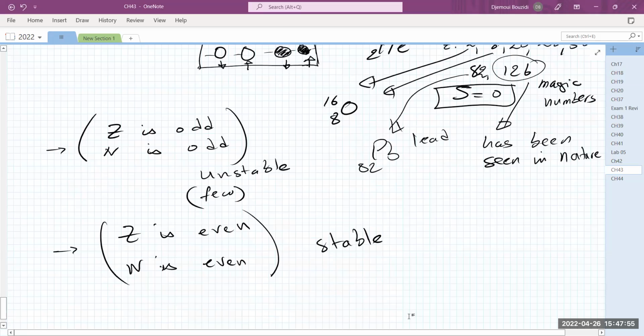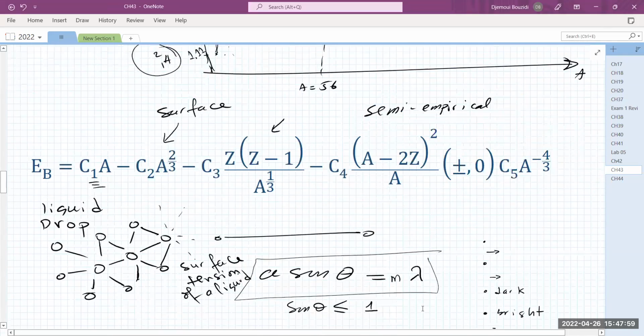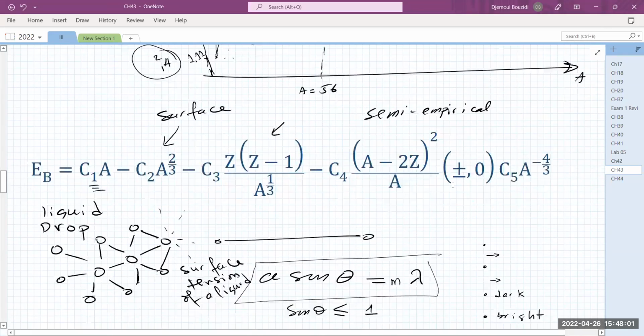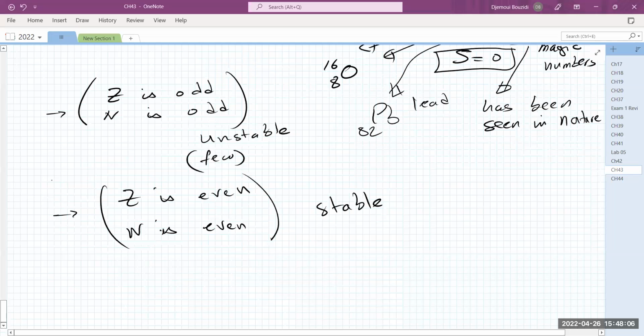Anyway, so these are stable. So in this case, it adds to the binding energy, so you need to use the plus sign. So this is a minus sign, and this is the plus sign for the last term.